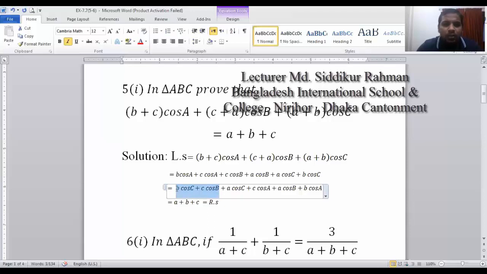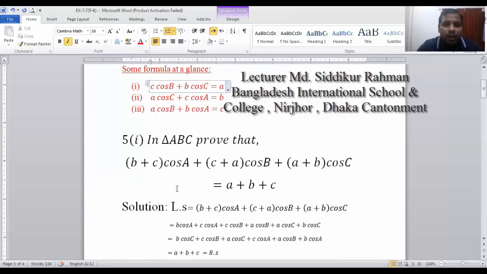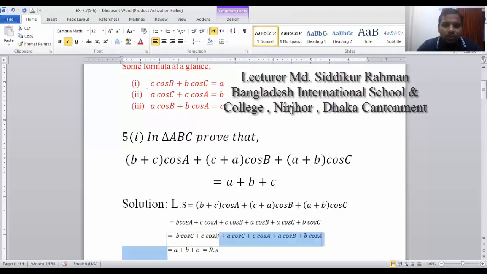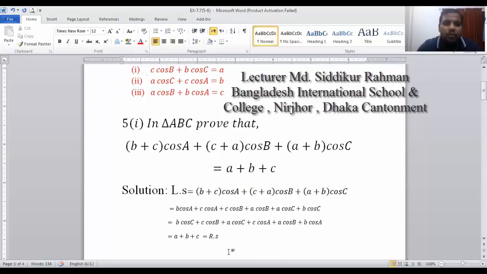It is the formula. We are watching the formula again. a equal to c cos b plus b cos c. It is very similar, b cos c plus c cos b. So instead of b cos c plus c cos b, we can write a. Instead of a cos c plus c cos a, we can write b. And instead of a cos b plus b cos a, we can write c. So we get our right side. Okay, we get the proof of 5 number 1.